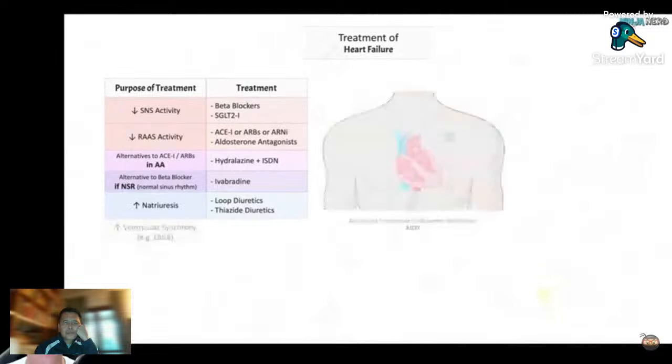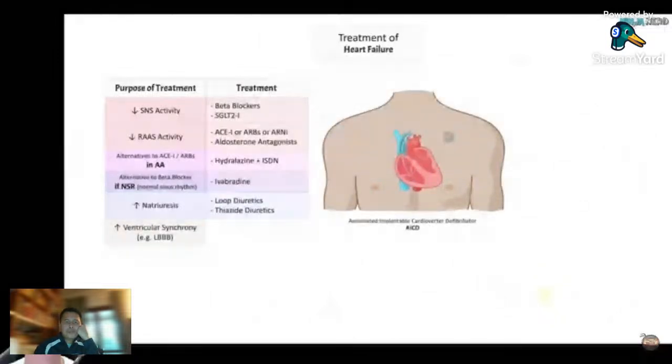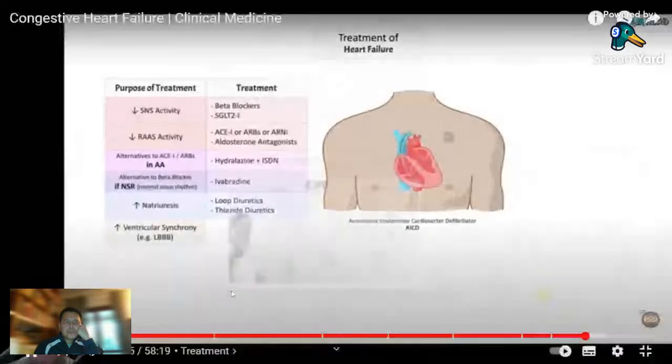And then the next thing is if a patient has the need for device therapy. So what I mean by this is if a patient has heart failure, especially left heart failure.